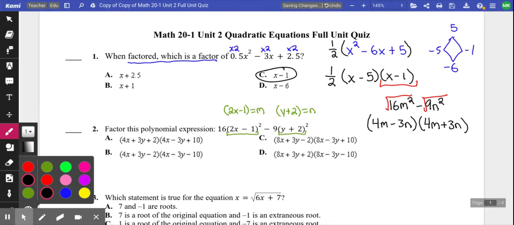So by taking that original question and changing the binomials into single letters, it becomes a question that is much easier to factor and manage. Now, though, I need to go back to this question and change my letters back into what they used to be. So instead of m, I need to put 2x minus 1. Notice that I'm using square brackets to do this. That's going to help me keep my work organized here. Instead of n, I'm going to put square bracket y plus 2.